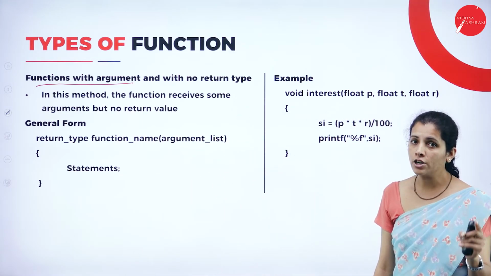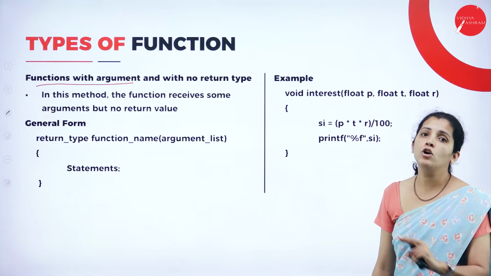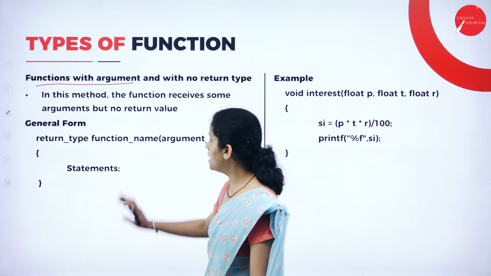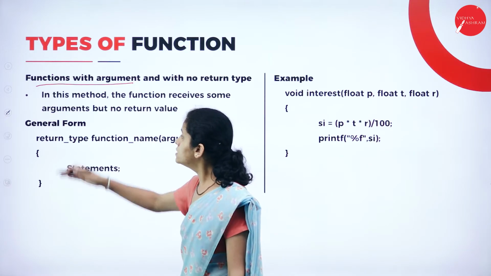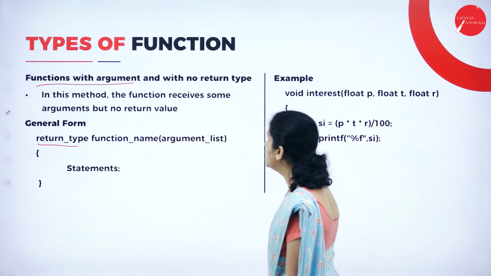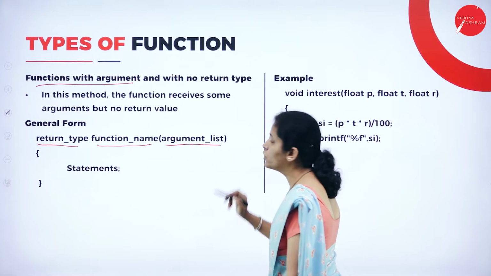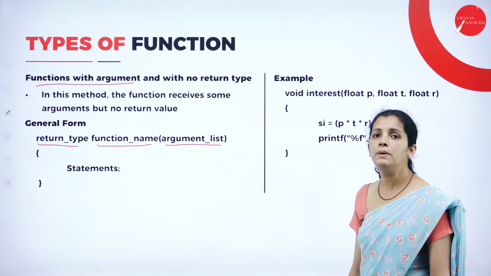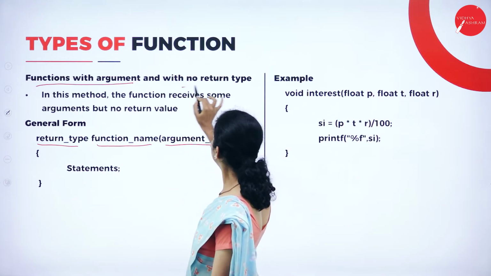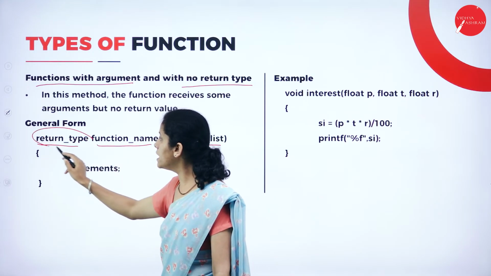Now, I'm going to have my third type of function, that is function with arguments and no return type. So, as the function name indicates, I'm going to have the arguments, but I'm not going to return the value. So, this is the general syntax I'm going to have here. I'm going to have the return type, then function name as well as argument list. So, dear student, please remember here that according to the function name, it does not return any value.